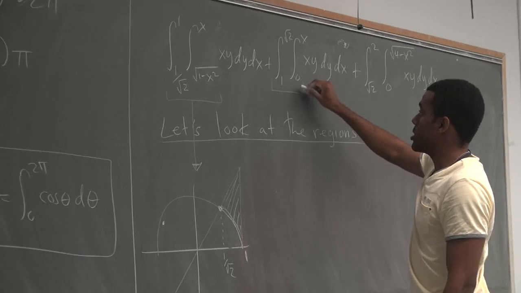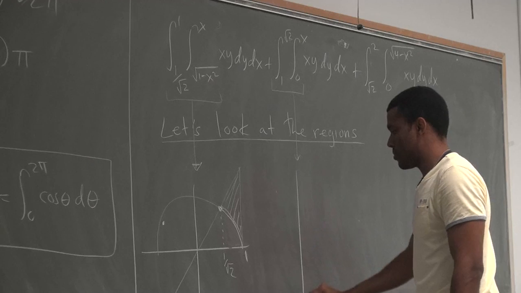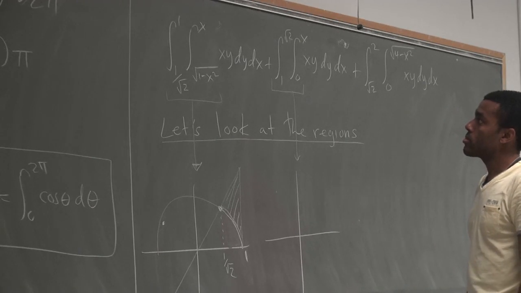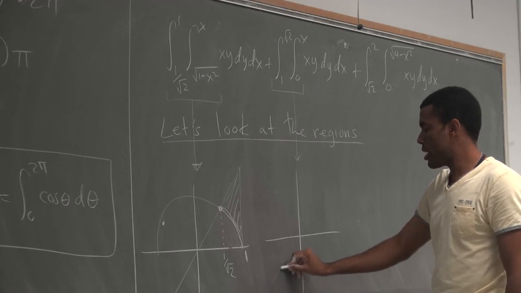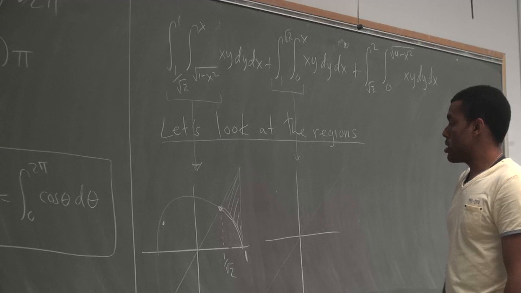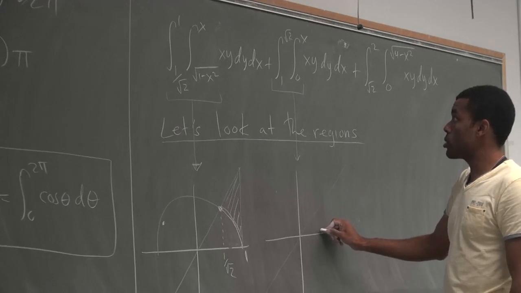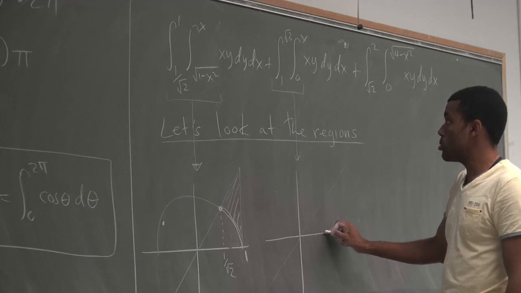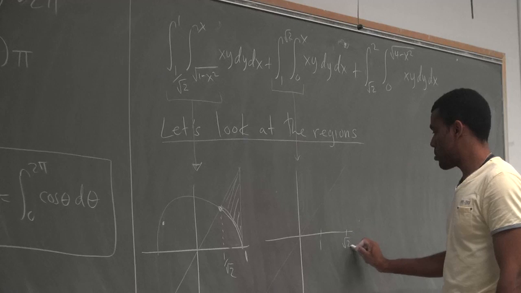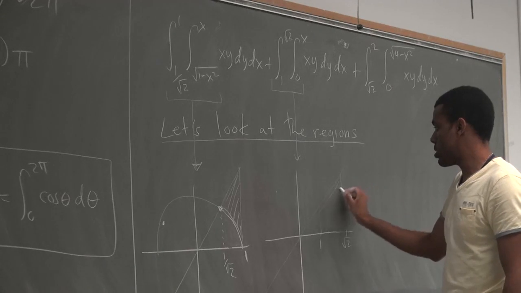Now, what is this region describing? Again, there's the function x. Then y goes from 0 to x. X goes from 1 up to radical 2, right? So that describes this region here.